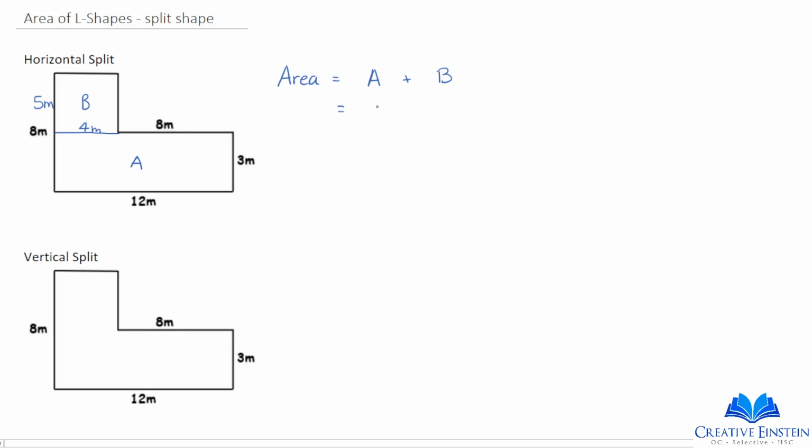The area of A is going to be 3 times 12 meters, plus the area of B, which is 5 times 4 meters. 3 times 12 is 36 square meters. 5 times 4 is 20 square meters. Add them together and I have 56 square meters.